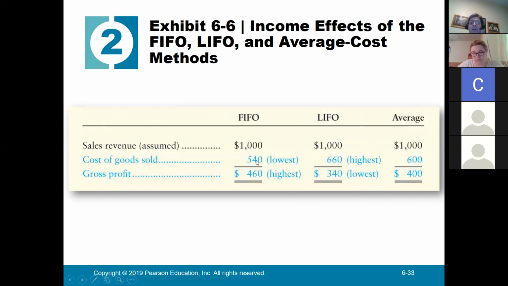FIFO gives the lowest cost of goods sold, LIFO the highest, because prices are rising in our example. It went from $10 to $18. So when you do your homework, they're going to ask you to make the journal entries and then do this partial income statement, if you will, to demonstrate the difference between the different assumptions.